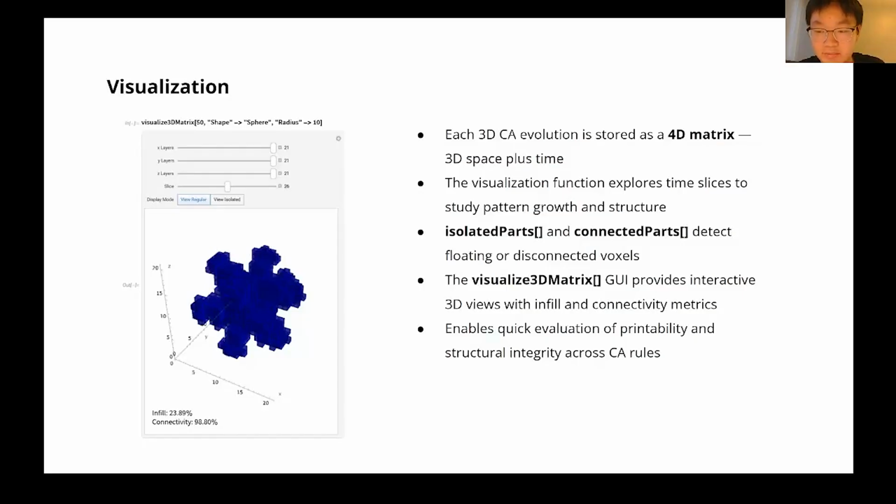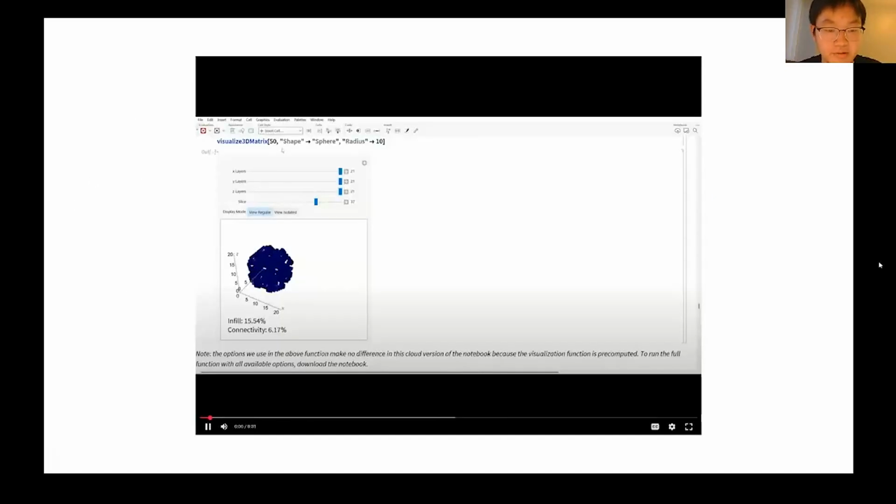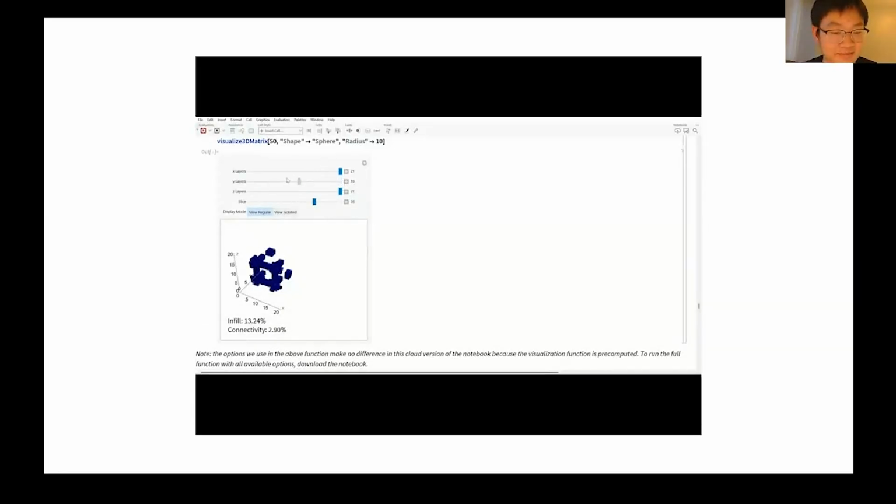And we can adjust the dimensions, slice index, and switch between the regular and isolated view modes. They also display the live infill and connectivity matrix below. Yeah, and if you go to the next slide, there is a video that I recorded of how the visualization works. I guess we can just skip it.